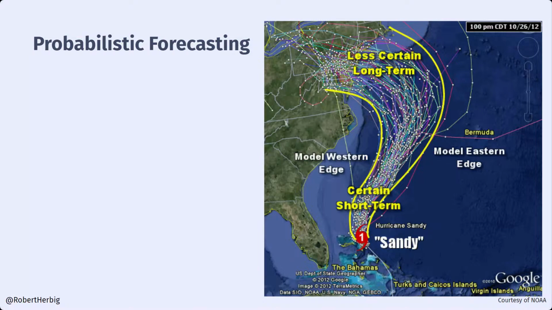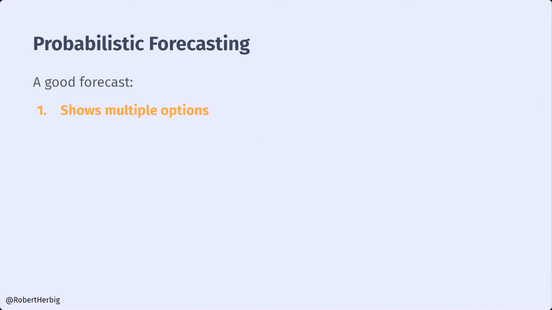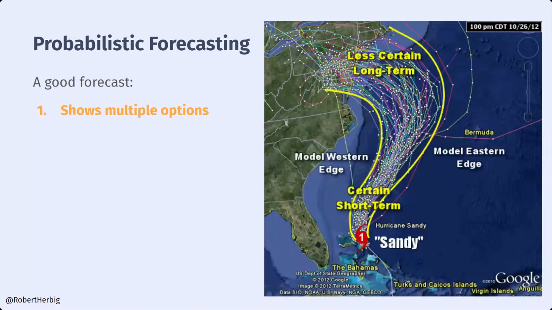This particular graphic shows a bunch of the aspects of a good forecast, and I'm going to go ahead and enumerate those now. So number one, it shows multiple options. I hope this comes across on your screen, but each of those dots and lines between them are a different possible future, a different scenario that was projected. And you can see where the majority of them fall within those yellow bars. But certainly some of them are outliers, either on the western or the eastern side.